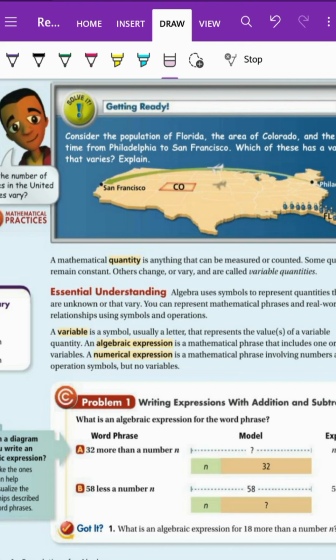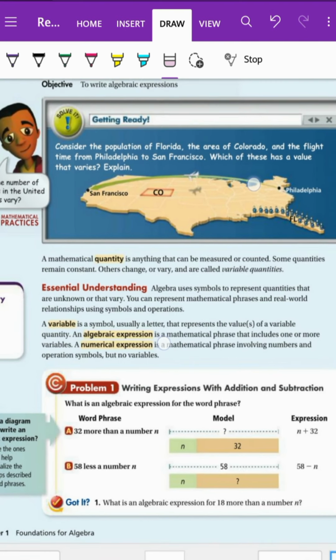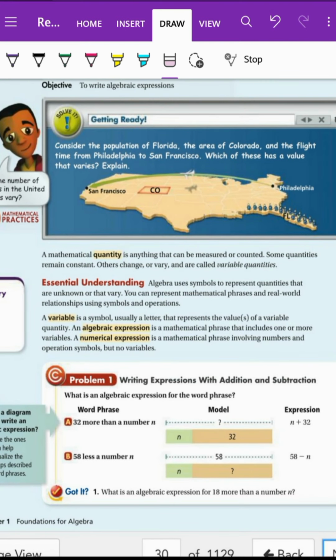But there are constant quantities and variable quantities. Constant quantity means it does not change. Can you give me an example of a constant quantity, Rayyan? The distance between the two cities. Yes, the distance between two cities is a constant quantity.